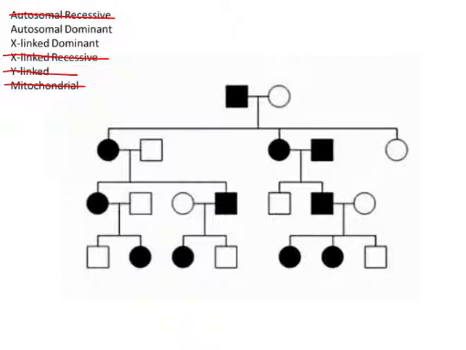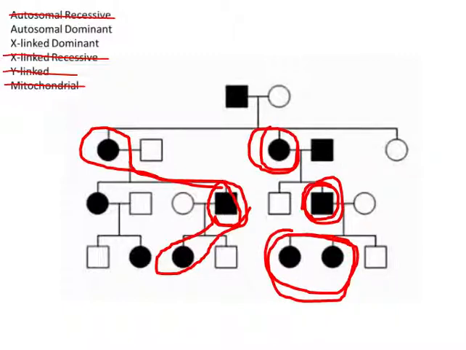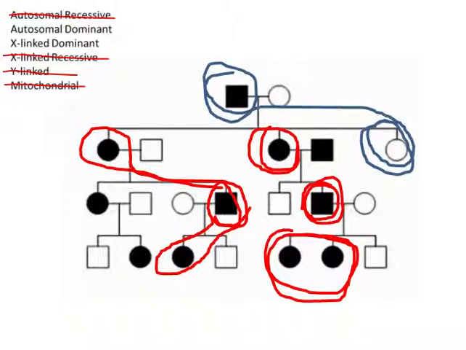X-linked dominant seems likely because X-linked dominant has more females affected than males. We can verify the X-linked dominance by looking at the affected males. All the affected males should have an affected mother and affected daughters. If not, then it's autosomal dominant. Here we see an affected male with an affected mother and affected daughter. And here we see another affected male with an affected mother and affected daughters. This supports X-linked dominant inheritance. However, this affected male has an unaffected daughter, so this must be autosomal dominant.